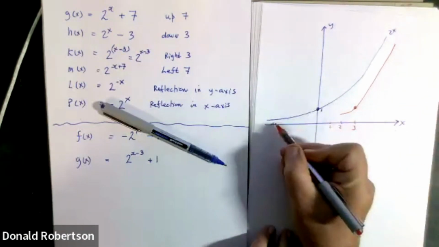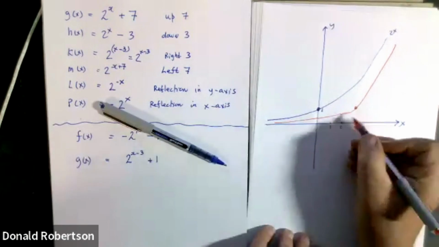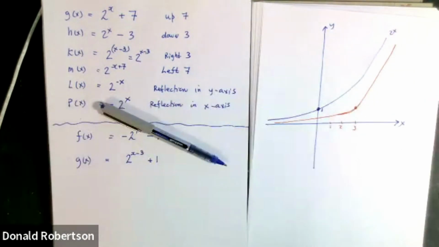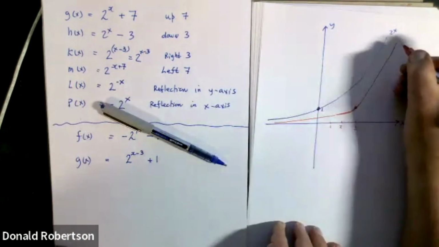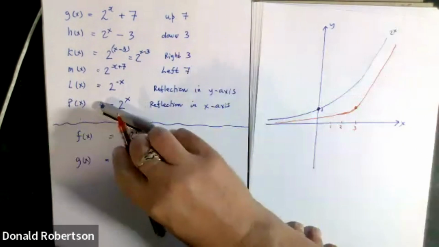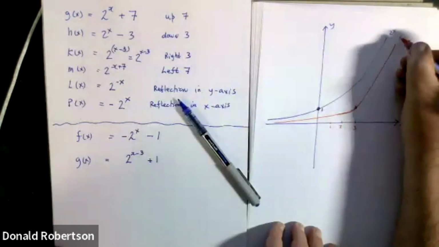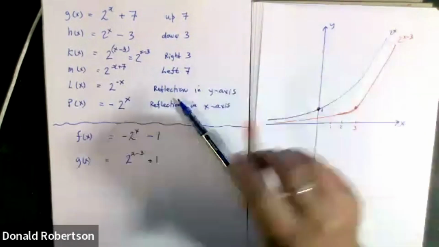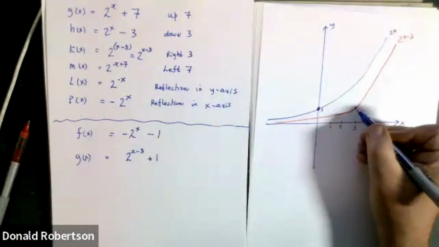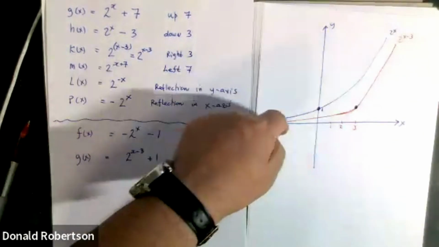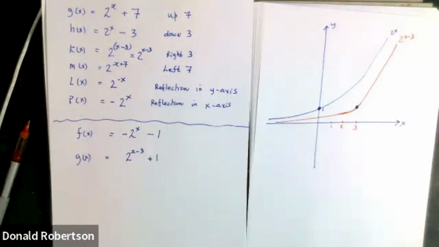Not very nice looking road, but you try and do the shape. Kind of move to the right, not that well drawn, but I did the best I could. So that's what 2 to the power of x minus 3 looks like. Now keep that point in mind and try and do the shape.